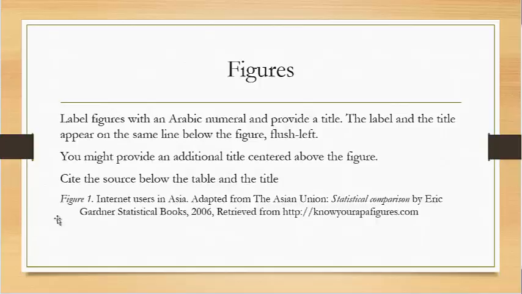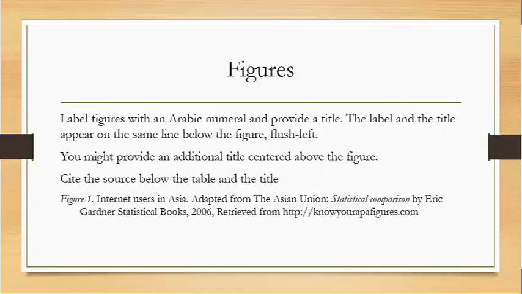So, for example, your first figure, Figure 1, make sure to put that in italics with a period, and then the title, Internet Users in Asia, adapted from the Asian Union Statistical Comparison by Eric Gardner, Statistical Books, 2006. And then I also put the website I retrieved it from. You don't need to include all of this information, but if you have, say, the website you retrieved it from, then I would definitely include it.